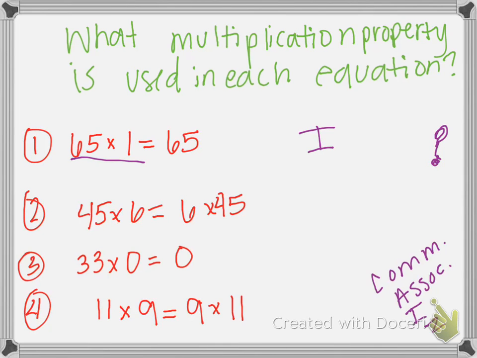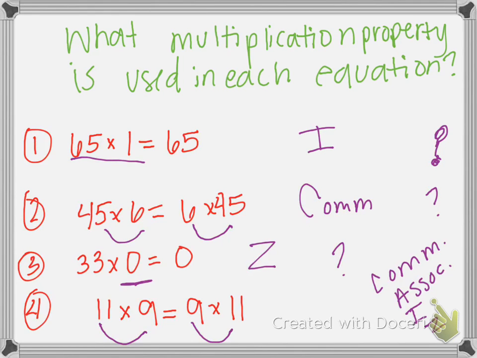All right, 45 times 6 equals 6 times 45. What property is that? There's the commutative. Next one, 33 times 0 equals 0. Well, that's the zero property for sure. It has a 0 in there. And then 11 times 9 equals 9 times 11. Remember, they're commuting. They're driving over to one another's house to say hi, and that would be the commutative.